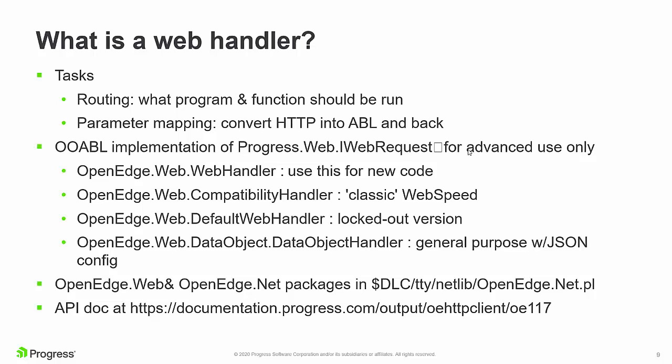As mentioned earlier, we have some web handlers out of the box, which are listed here, with the one exception called the data object handler, which is out of scope for this session, but basically it's a general purpose web handler with a JSON configuration file. It allows you to map custom HTTP responses, response codes, status codes, and endpoints by using a JSON format.